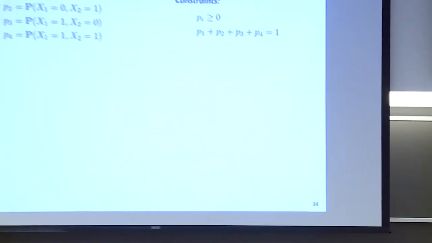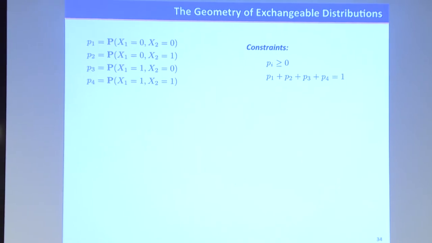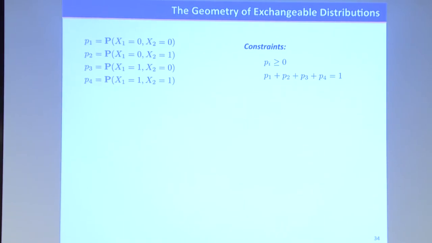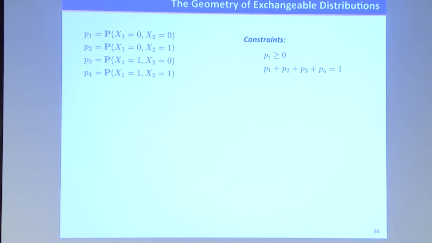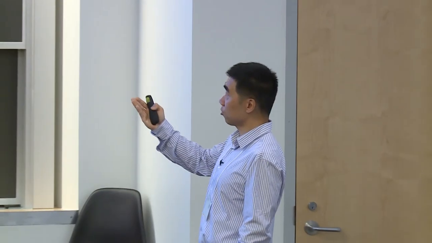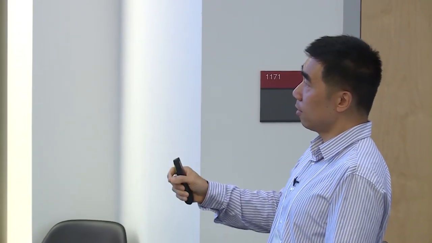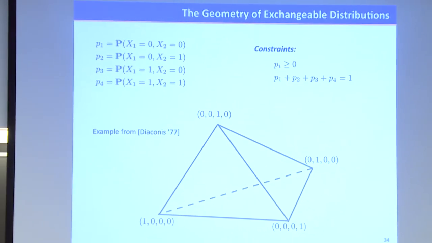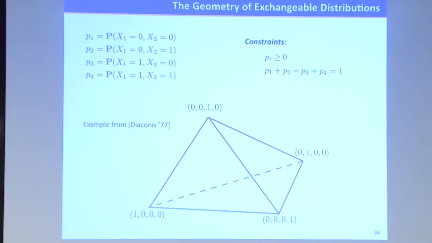Here is a classical example from Persi Diaconis' early 80s paper. Here's a simple example where you only have two random variables, x1 and x2, and each one is binary, so you only have a total of four possibilities in the sample space. You just need four numbers, p1 to p4, to specify this joint distribution, subject to the constraint that everything is non-negative and they add up to one. Geometrically, any possible probability distribution of these two random variables is a point within this three-dimensional tetrahedron. Every vertex is an extreme way of assigning the probability mass, but any convex combination is a valid probability distribution.